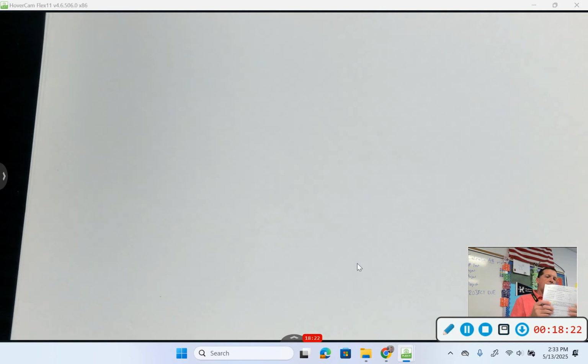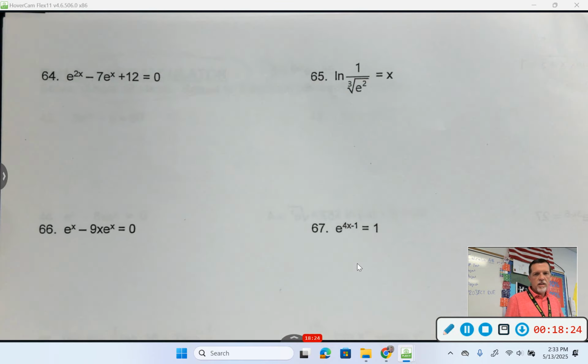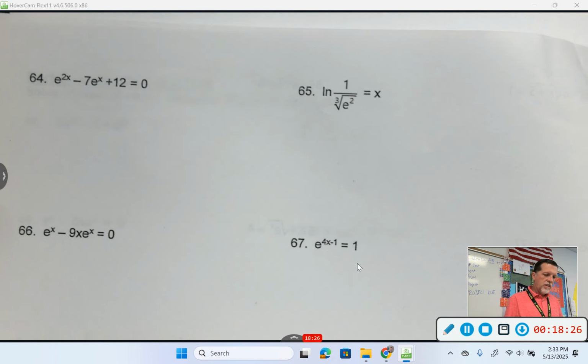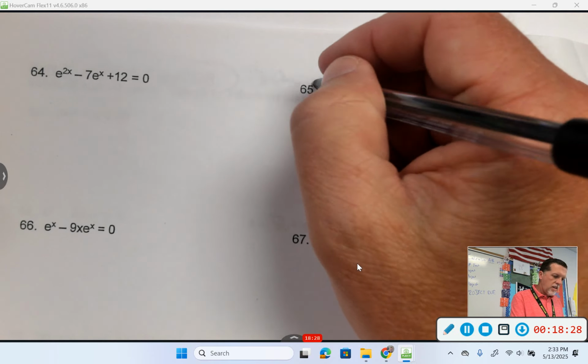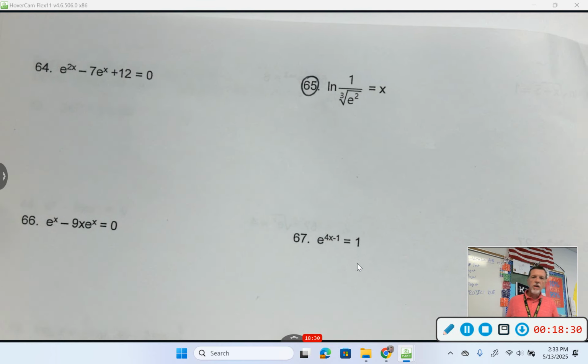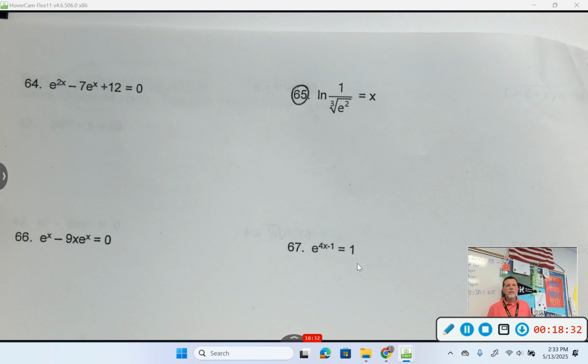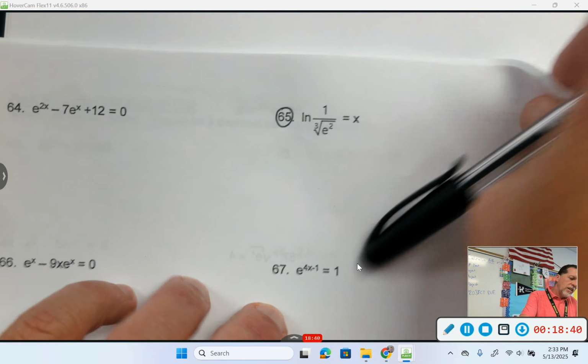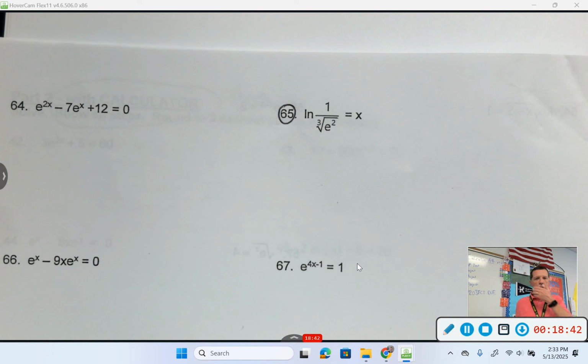Turn to the back. 65. Wait, I feel like we did that one already. Maybe that was a different class. What do you want to do with this one?